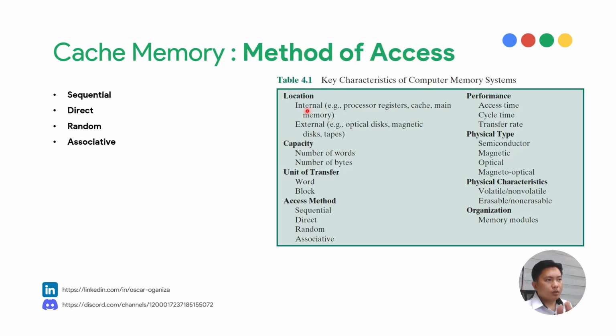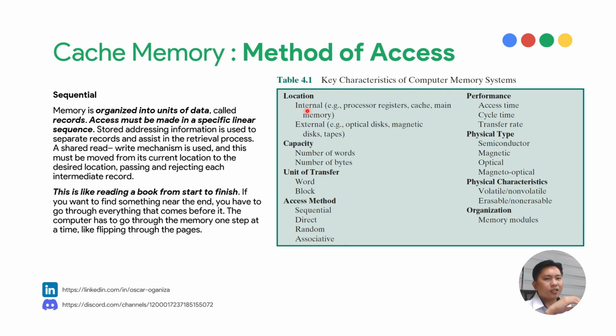Okay, so we also have here the methods of access. We have four methods of access of data in cache memory: the sequential, the direct, the random, and the associative. When you say sequential, from page 1 to page 10, it will look for your data regardless of whether it's on page 9 or page 5. You have to start from the beginning and go through the entire pages. That's the sequential method of access.